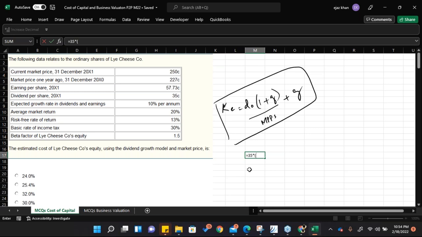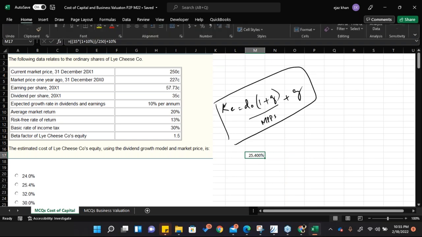10% per annum. 1 plus 10%. And it should be, no, in dividends and earnings, okay. Then it should be divided by market price, current market price. What's the current market price? 250 cents. And then we have to add the growth again. 25.4% is the cost of equity.